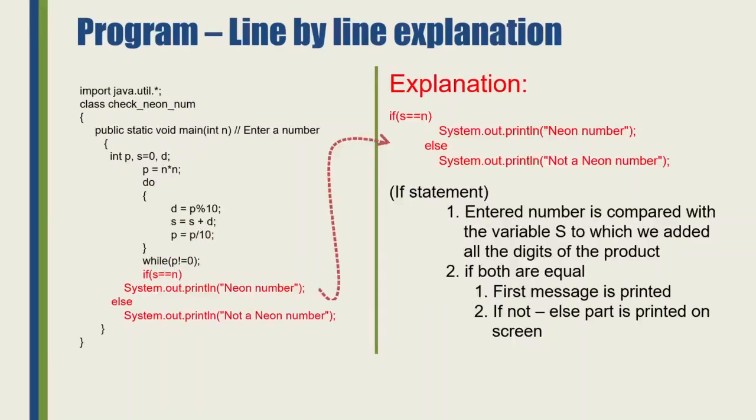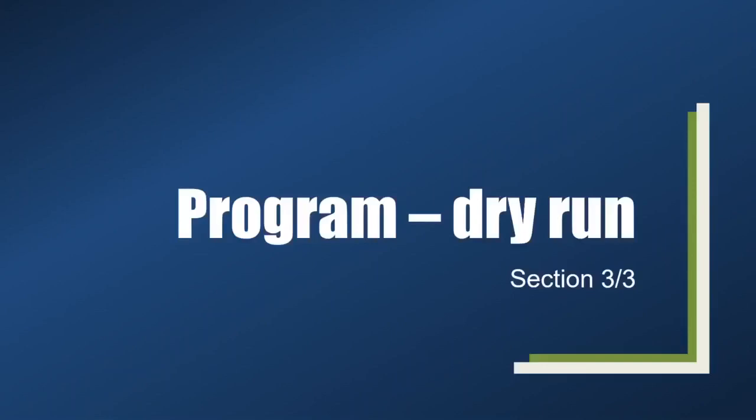This if statement is outside the do while loop, where the entered number is compared with variable s. If both are equal, the first message is printed on the screen. If not, the else part is printed on the screen. Now, as we have completed the line by line explanation of the program, let's move to the dry run part.